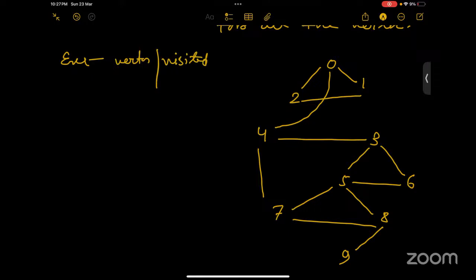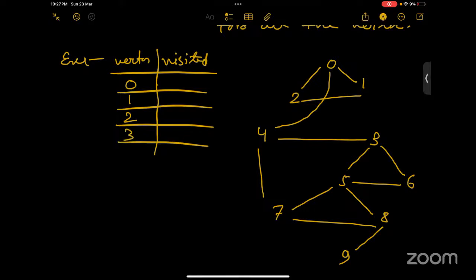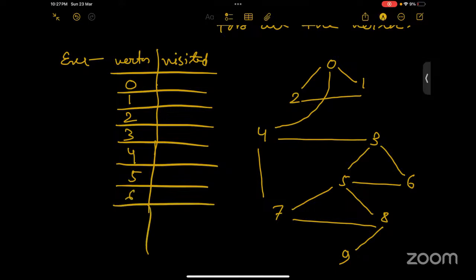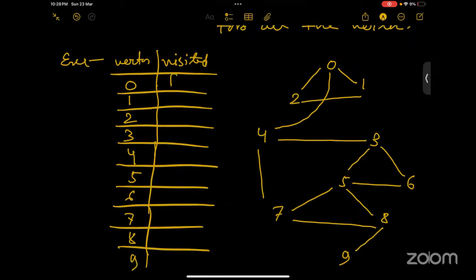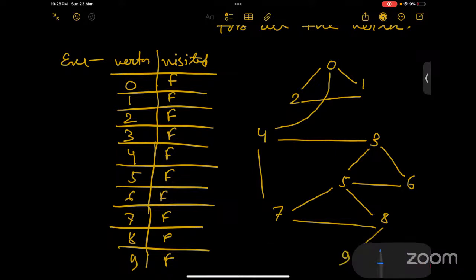So this is vertex and visited. First we will list down all the vertices: 0, 1, 2, 3, 4, 5, 6, 7, 8, 9. And all these are false initially. This is our first step. Now we will start with some point, and that point will be called the source. Suppose we start with 7. This is our source here.